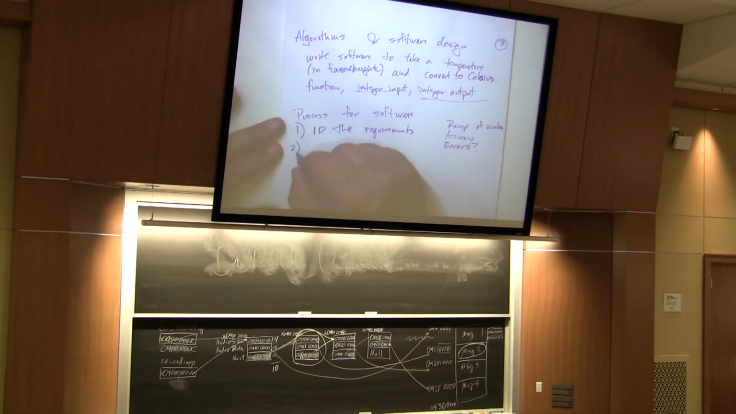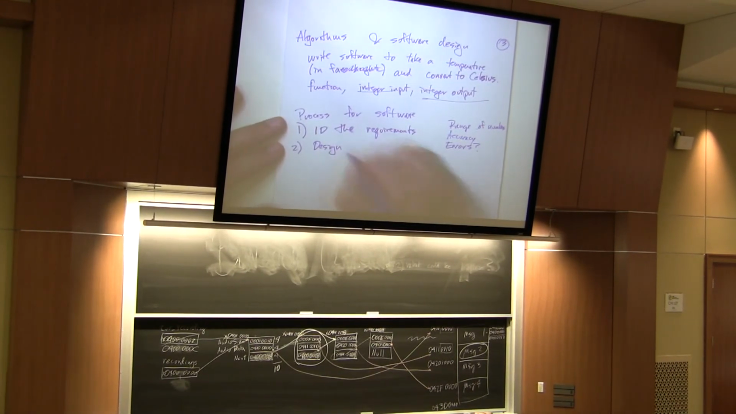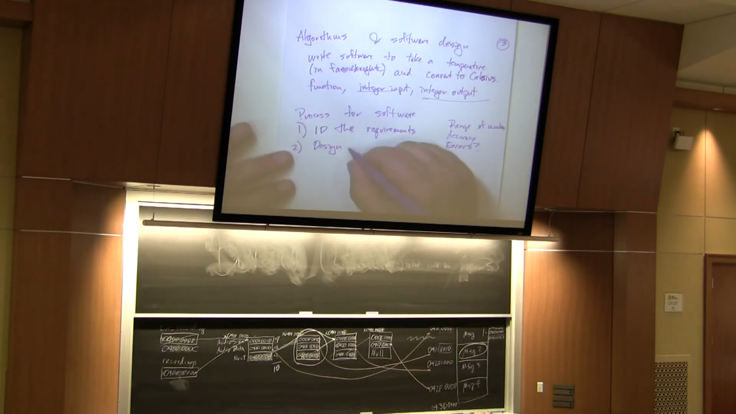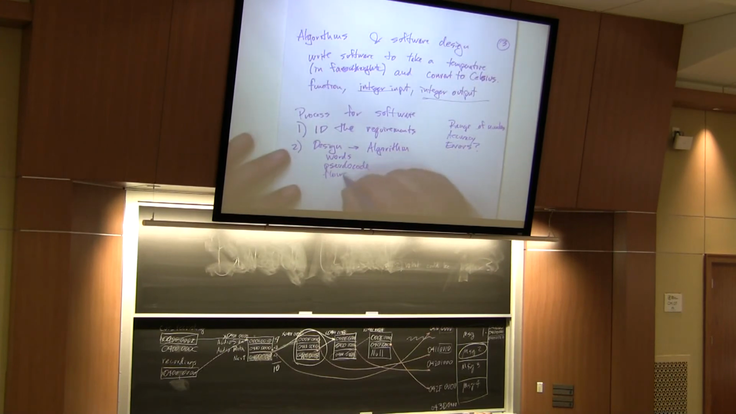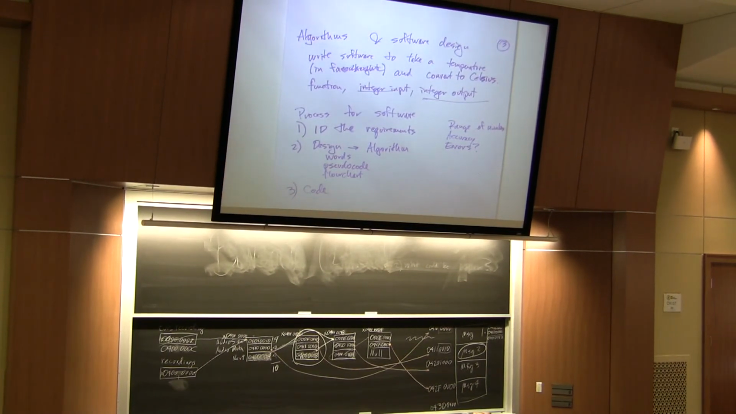The next thing you do is you design. And usually in the case of design, it means we write an algorithm. An algorithm means we write it in words. We write it in pseudocode. This is not into C code immediately, but it's pseudocode, which is something similar. Maybe we do a flowchart. And then the third thing we do is we code. We write the actual software.